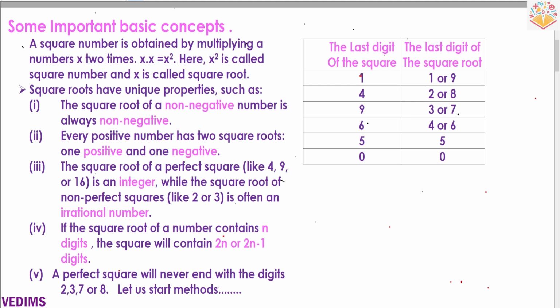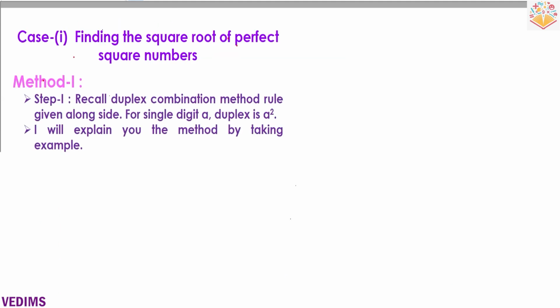If the square number ends with 6, then the square root will end with either 4 or its complement with 10, that is 6. If a square number ends with 5, the square root will end with 5. If the square number ends with 0, the square root will also end with 0. Let us see the first method of finding the square root of a perfect square.